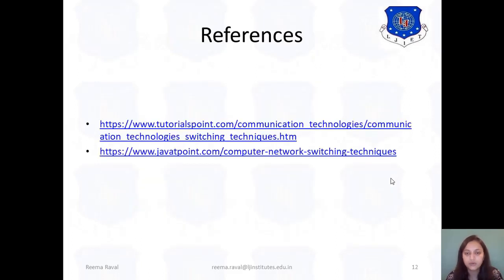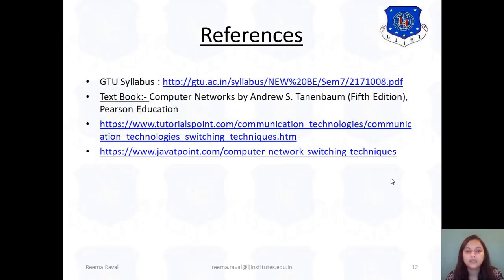These are the references you can refer to for further knowledge. This is the GTU syllabus and the textbook which can be beneficial for you: Computer Networks by Andrew S. Tanenbaum, 5th edition, by Pearson Education. You can even refer to the 4th edition as well.